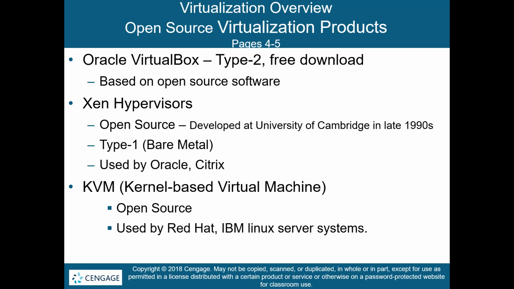The Xen and KVM hypervisors are both Type 1 bare metal hypervisors designed for data centers, and again based on open source. The Xen hypervisor was originally developed by the University of Cambridge back in the late 1990s and is in use today by both Oracle for their data center virtualization and Citrix. KVM, short for kernel-based virtual machine, another open source Linux-based hypervisor, is used by both Red Hat and IBM in their Linux server systems.